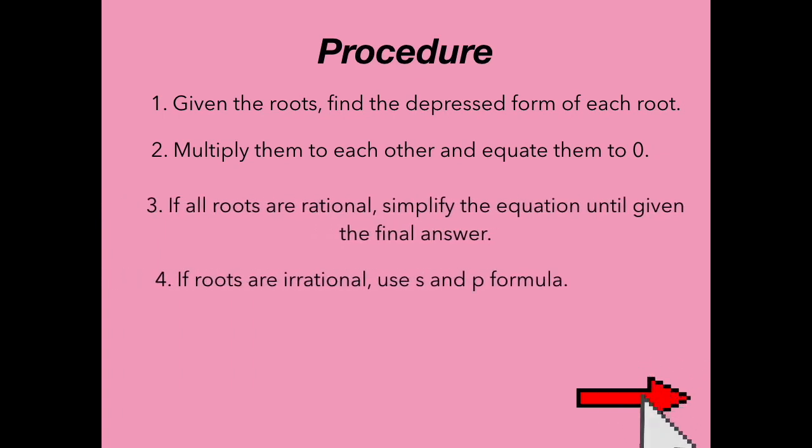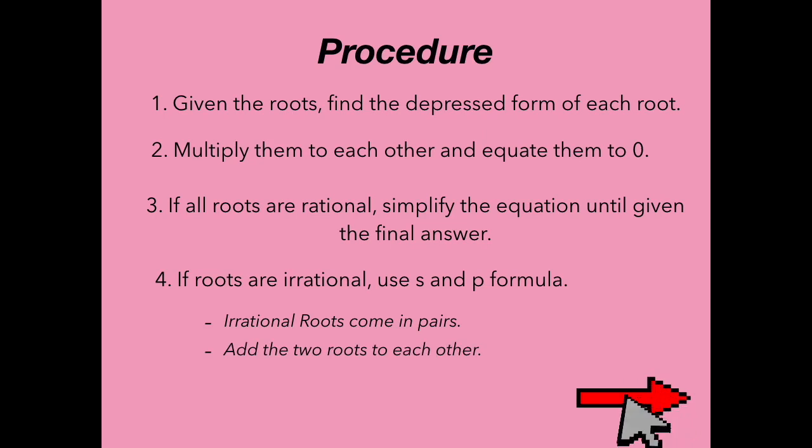If there are roots that are irrational, use the sum and product formula. Just a reminder that all irrational roots come in pairs. To get the sum of each irrational pair, add the two roots to each other. To get the product, you multiply the two roots to each other.